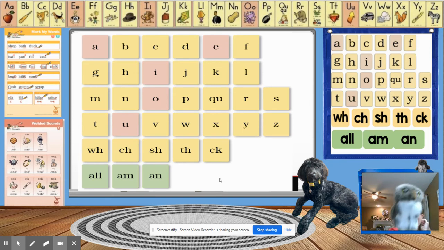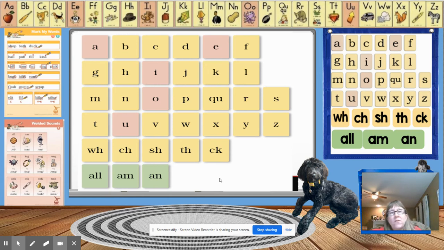Last sound, am. Everybody say it, am. Go ahead and point to the am. What should we be pointing to? That's right. Am is our middle glued sound down there. AM is am. Good job. Now we're going to do our words.